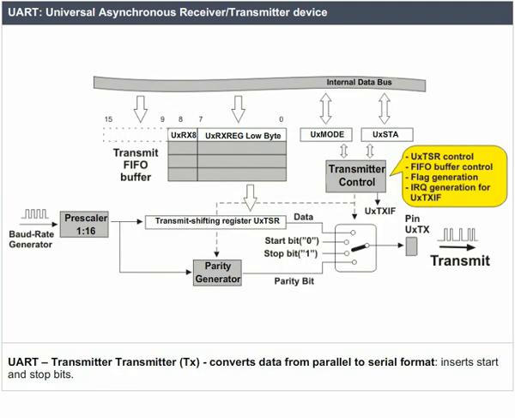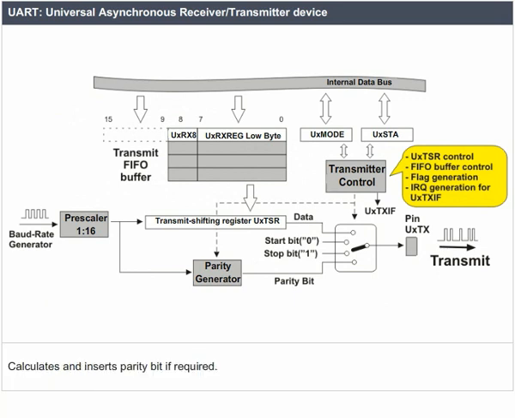UART transmitter. The transmitter converts data from parallel to serial format, inserts start and stop bits, and calculates and inserts the parity bit if required. Output bit rate is determined by the UART clock.